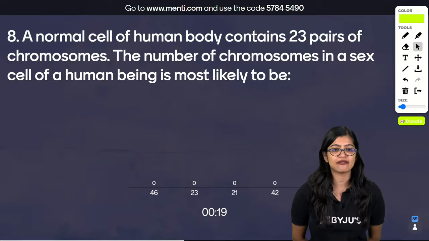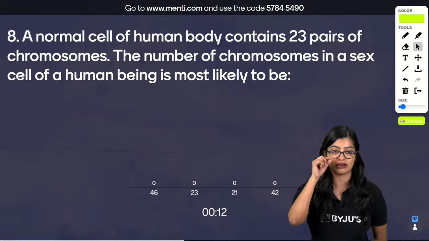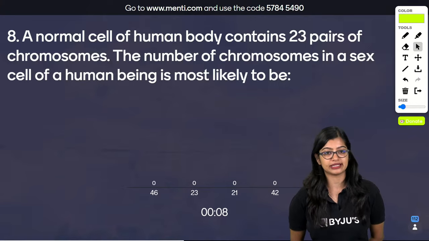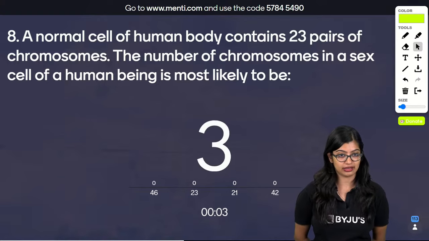Ma'am, would we have TT as a gamete? No. If it is a monohybrid cross, you will have either one T. If it's monohybrid, only one. Rani, Gara, all of you, please stay focused.